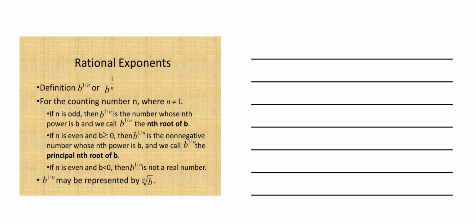If n is even and b is greater than or equal to 0, then b to the 1 over n is the non-negative number whose nth power is b. We call b to the 1 over n the principal nth root of b. If n is even and b is less than 0, then b to the 1 over n is not a real number. b to the 1 over n may be represented by the nth root of b.